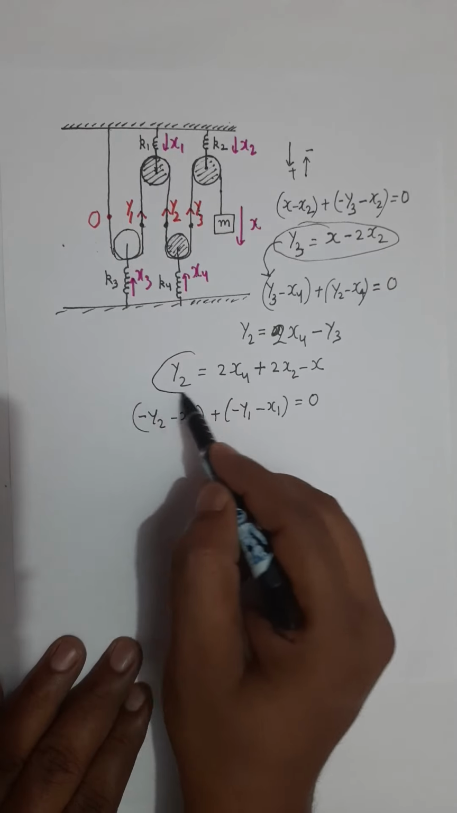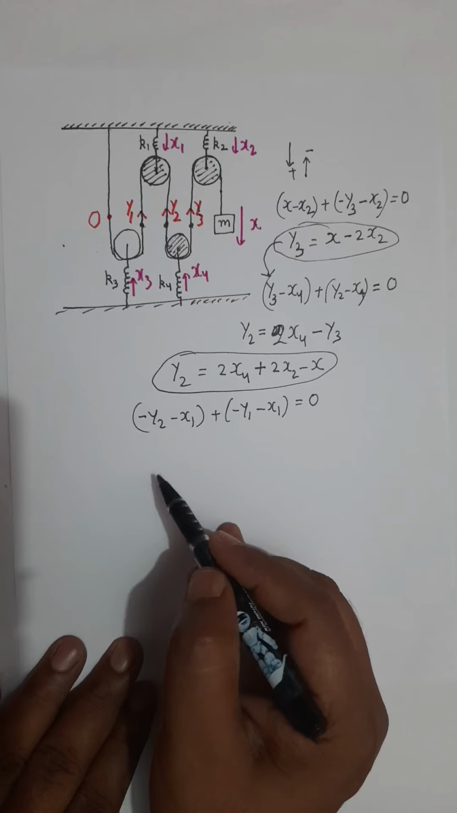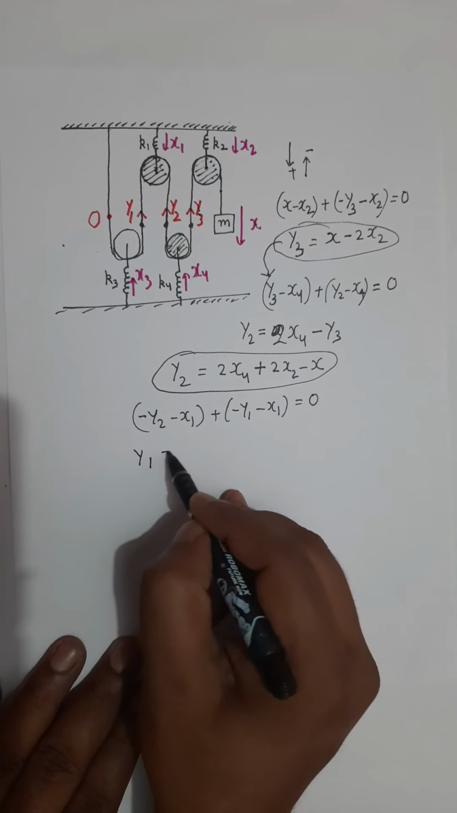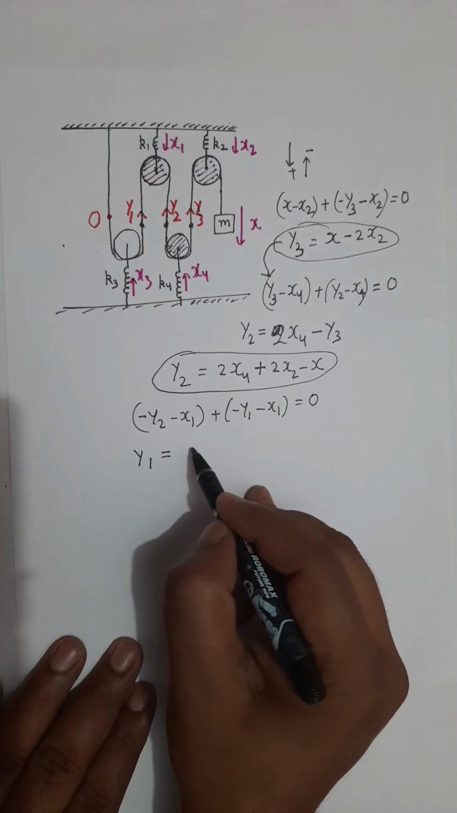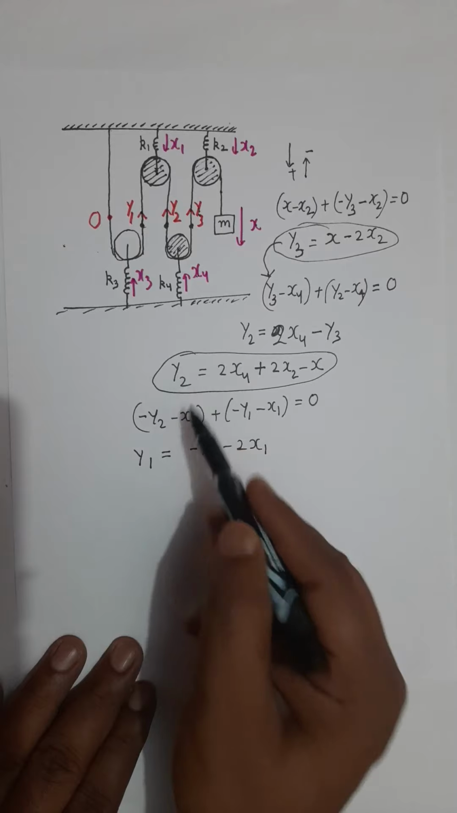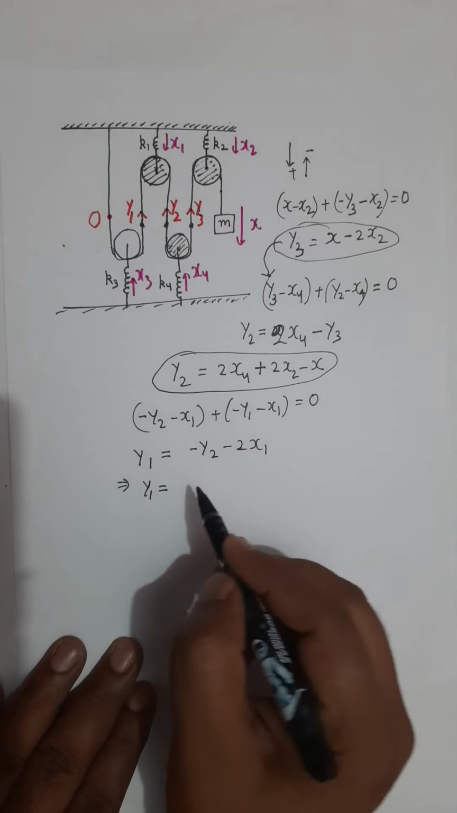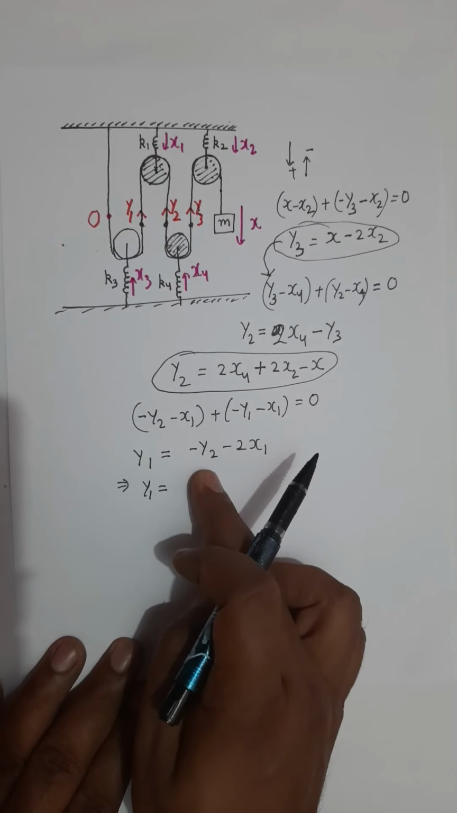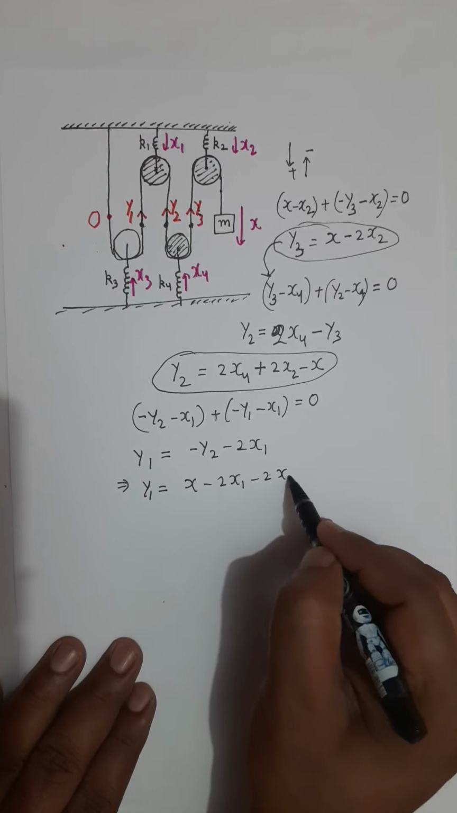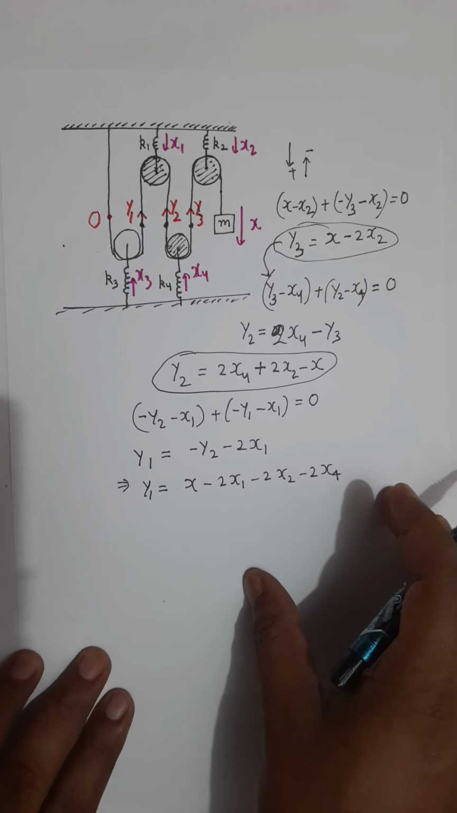Now we have the value of y2 here. So you will replace the value of y2 and then you will get the value of y1 from this expression. So y1 from this expression is minus y2 minus 2 times x1. If you put the value of y2 here, you get the value of y1 as, you have to put this value of y2 now. So you get x minus 2x1 minus 2x2 minus 2x4. That is the value of y1.